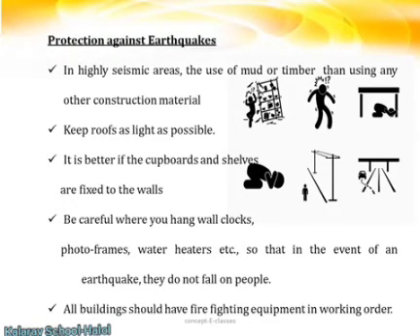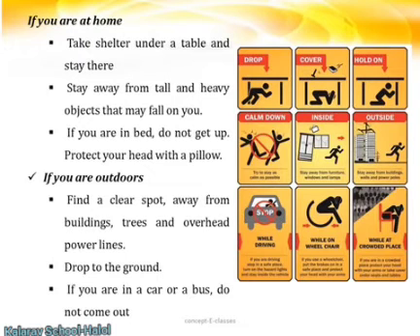Now all buildings should have firefighting equipment because some buildings may catch fire due to earthquake. So it is necessary that all buildings, especially the tall buildings, have firefighting equipment in working order. Now in the event that an earthquake does strike, take the following steps to protect yourself. If you are at home, take shelter under a table and stay there. Stay away from tall and heavy objects that may fall on you. And if you are in bed, do not get up. Just protect your head with your pillow.